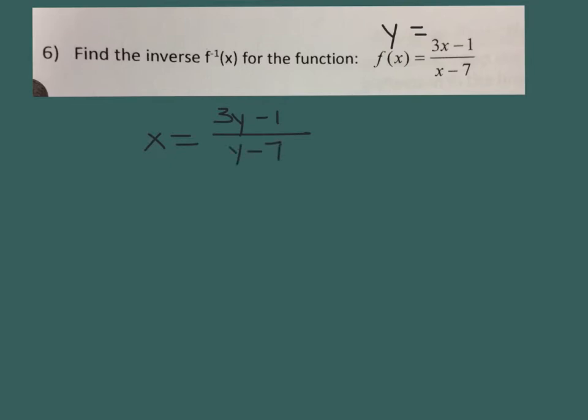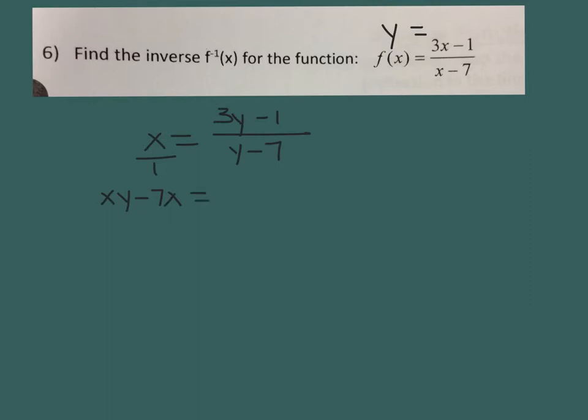Okay, so just like in the last one, since this is a fraction, let's take our x and make it into a fraction by putting it over 1, and that way we can cross multiply. So when we cross multiply, when we multiply the top left by the bottom right, you would take this x and distribute it to both terms. So this would give us xy and then minus 7x. So we'll write xy minus 7x and then bring down the equal sign.